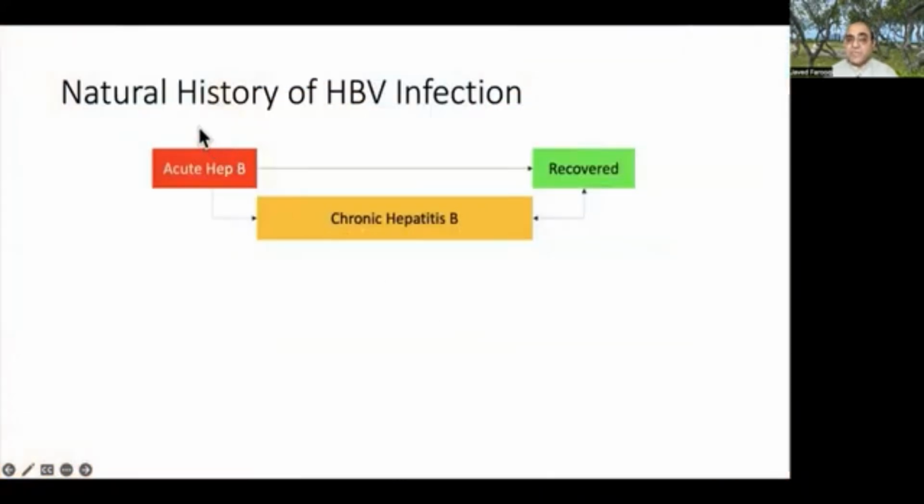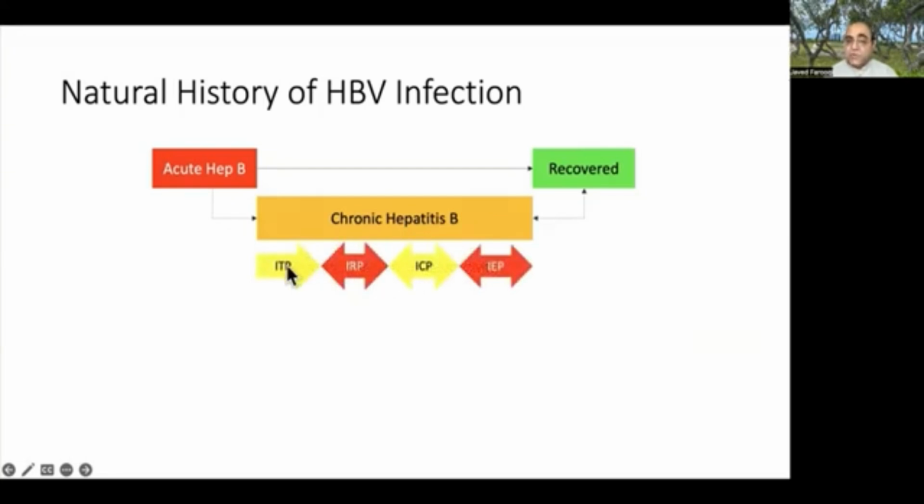I have said this to you, the natural history, we discussed this in the previous episodes, that when a patient presents with acute hepatitis B, the patient either recovers within 6 months or enters the chronic hepatitis B phase, and then it may recover, or even the recovered phase may enter into this phase. The chronic hepatitis B phase is characterized by the fluctuating level of immune reactivity.